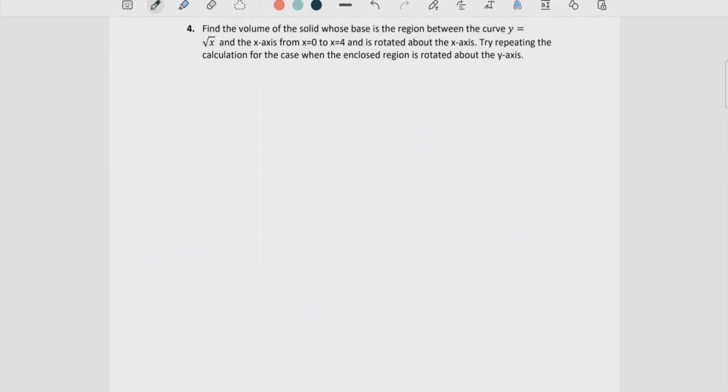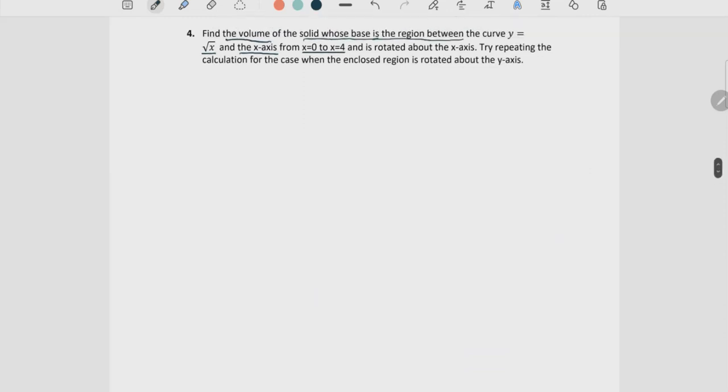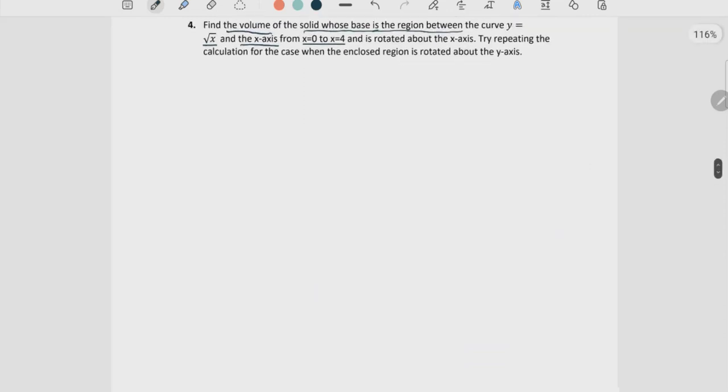So, right, we are asked to find the volume of the solid whose base is the region that is between the curve y is equal to the square root of x and the x-axis from x is equal to 0 to x is equal to 4, and that region is rotated about the x-axis. So that would be our A.